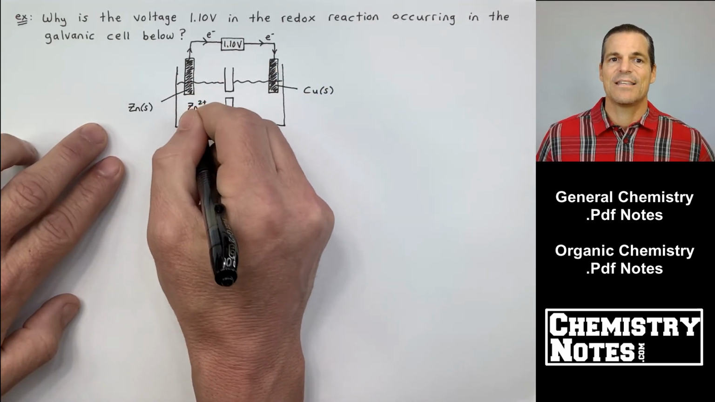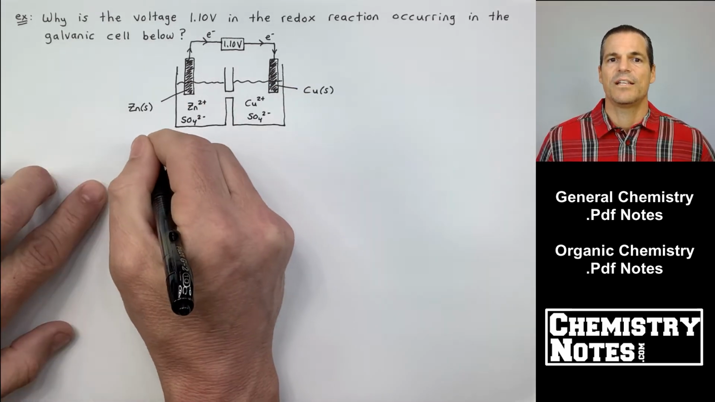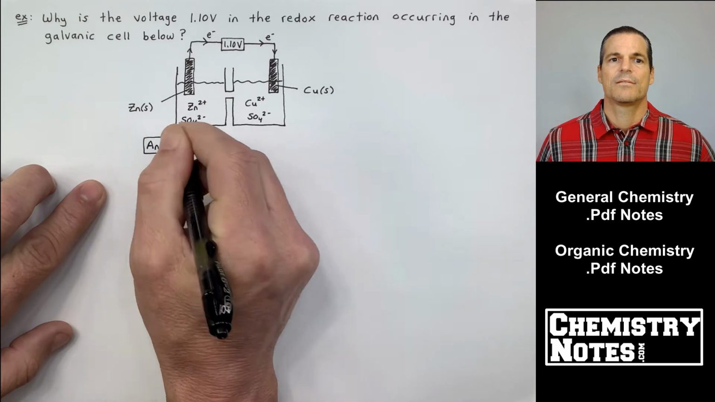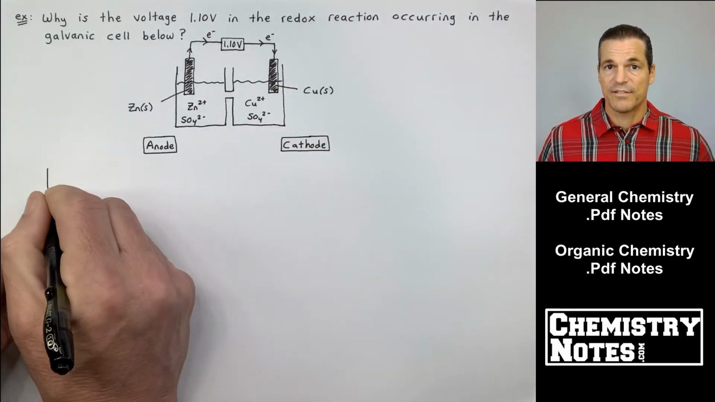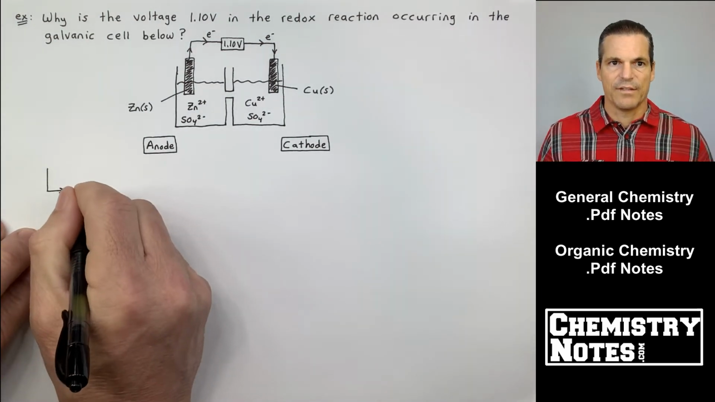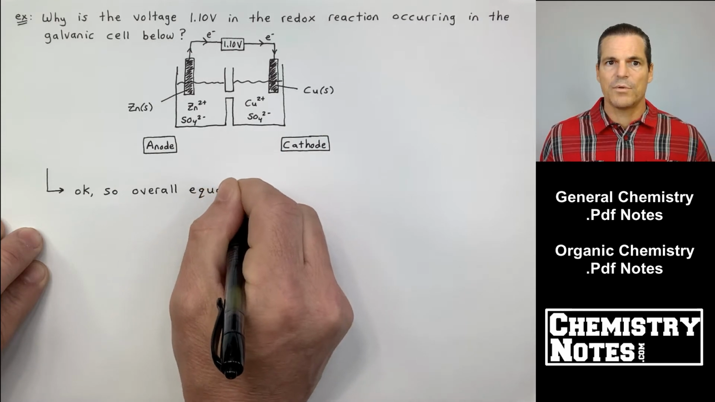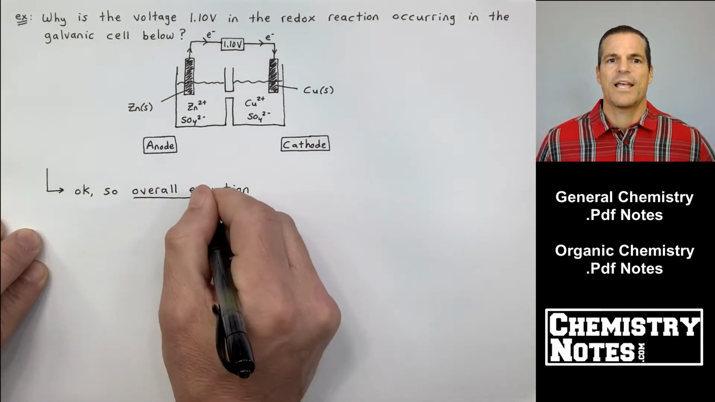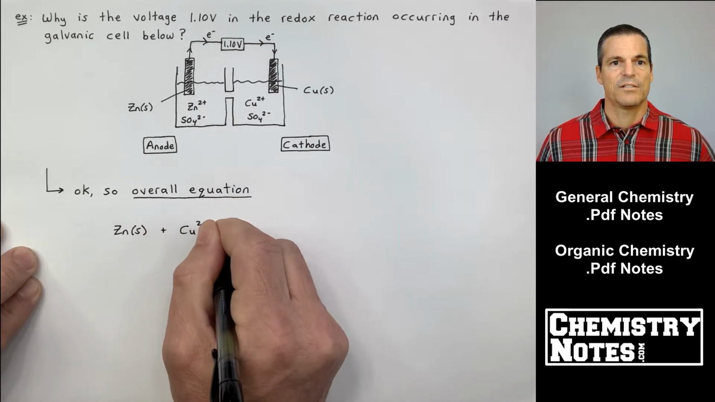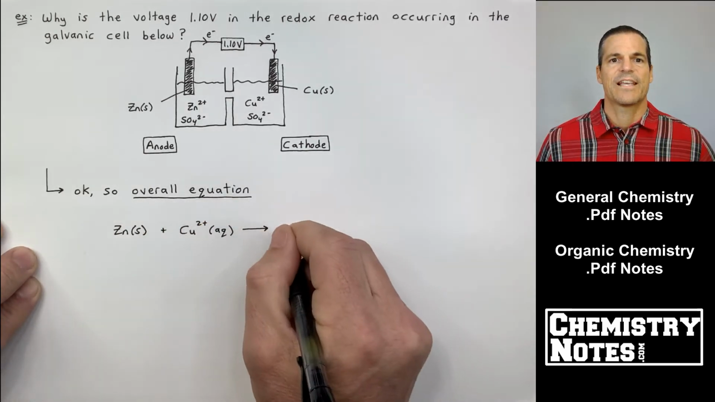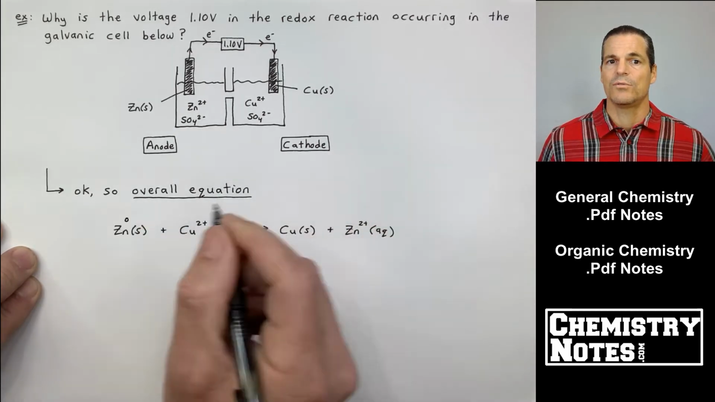So zinc is my electrode on the left. Copper solid is my electrode on the right. I have my zinc 2+. Remember, this is all given. I'm just writing down what's given. This is the galvanic cell presented in the problem to us. So we've got our anode and our cathode, and if we look in the anode compartment, we see zinc solid and zinc 2+. If we look in the cathode compartment on the right-hand side, we see Cu solid and Cu2+.